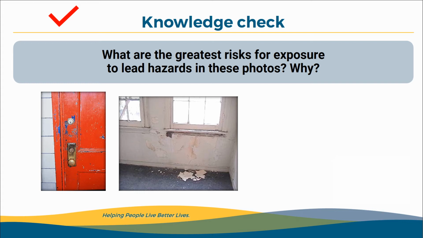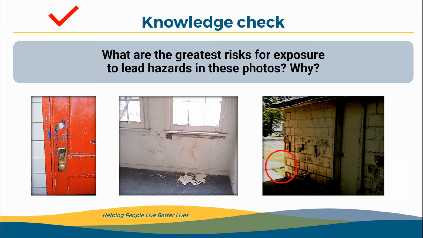Windowsills with lead dust are a problem because young children will grab onto them when they are trying to stand or look out the window. The paint flaking off the wall is clearly a hazard, but if you look closely in the lower left corner, you can see grass. This means there could be a soil lead hazard at the drip line of the unit.